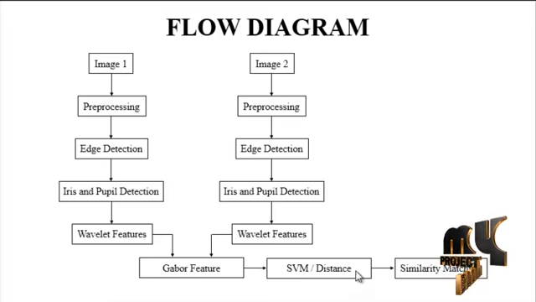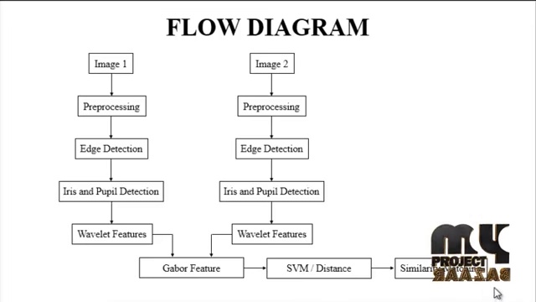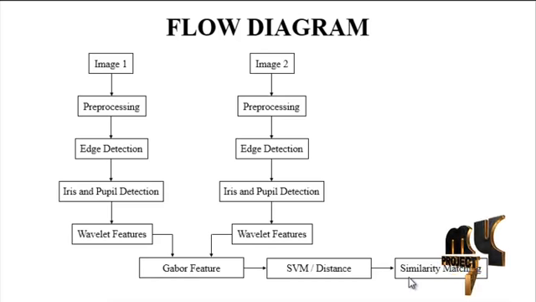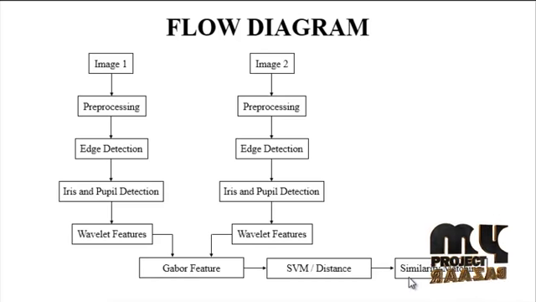By these two types of classification methods, the similarity of the matching points is calculated, and if the similarity of the matching points is low, the iris will be matched. Otherwise, if the similarity of the iris is maximum, meaning the similarity of the matching points will be more, the iris will not be matched.